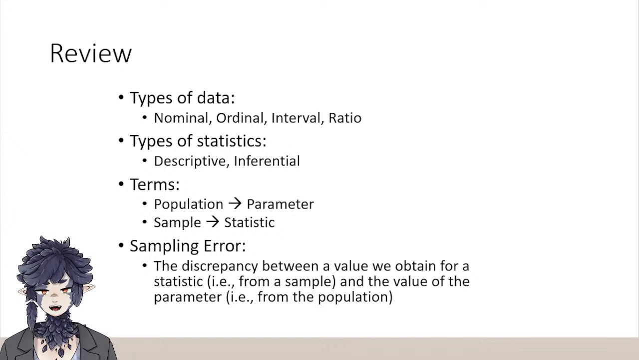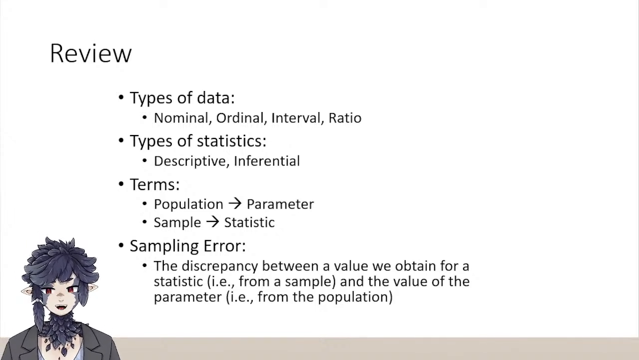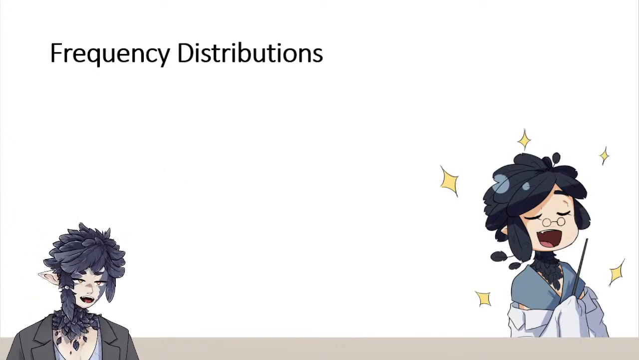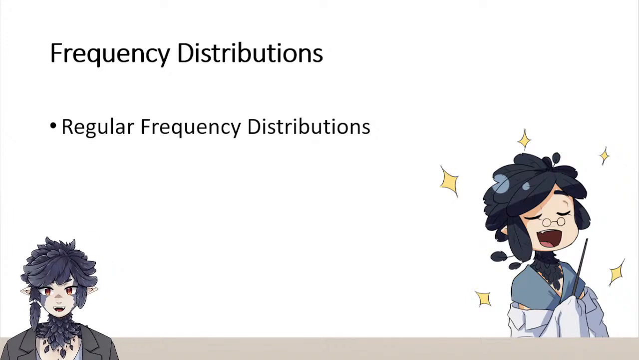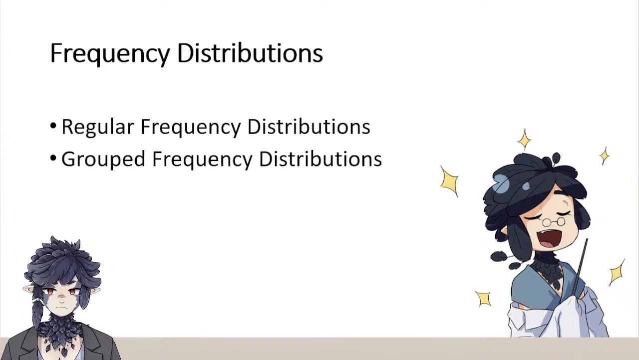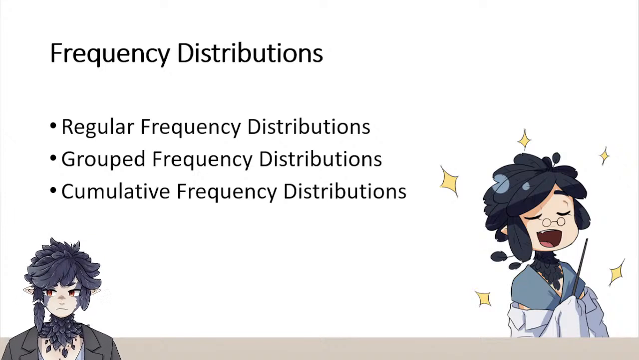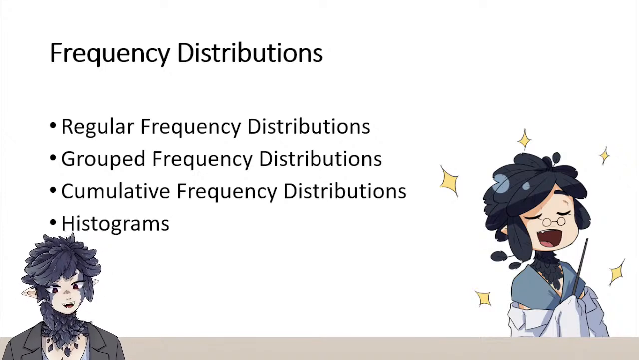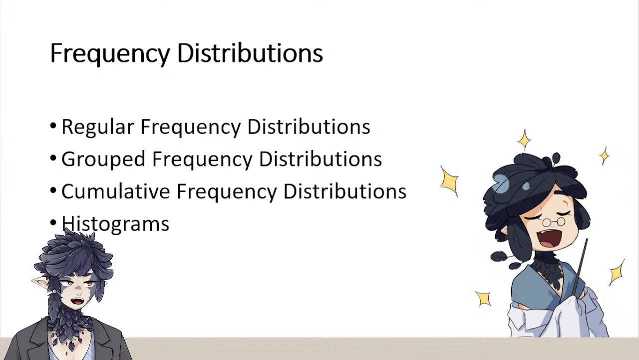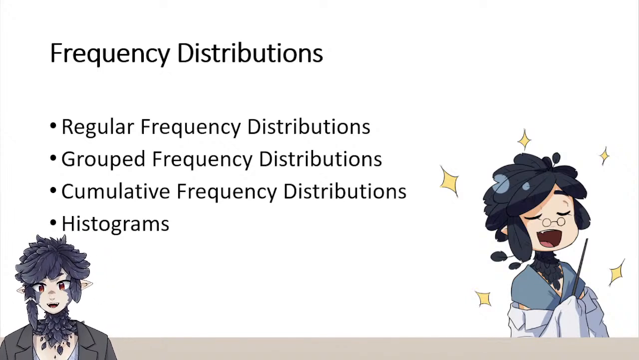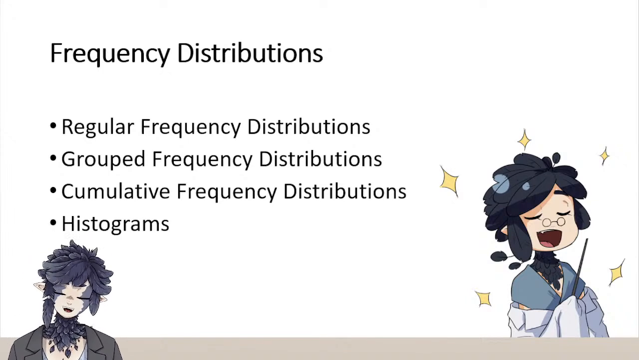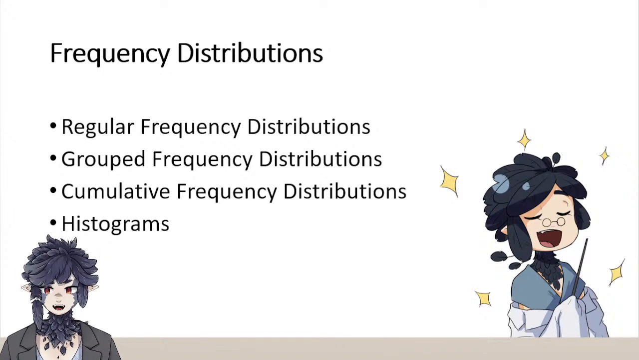So that's more or less what we went over last lecture, if you needed a bit of review. Today, we're starting off talking about frequency distributions. We'll talk about regular frequency distributions, grouped frequency distributions, and cumulative frequency distributions. And histograms! Histograms are a special case of all these kinds of things. There are frequency distributions, and histograms are a certain type of frequency distribution. So we're going to be talking about these. That's right, we are starting out talking about graphs today. Like I said, visually summarizing data.